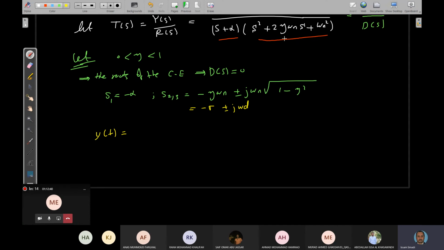Now you know that this is a higher order system decomposed of first and second order. So if I do the partial fraction expansion, I will end up with what?